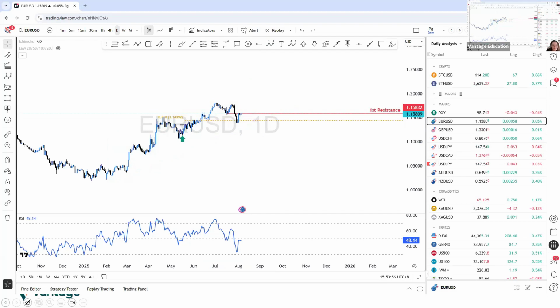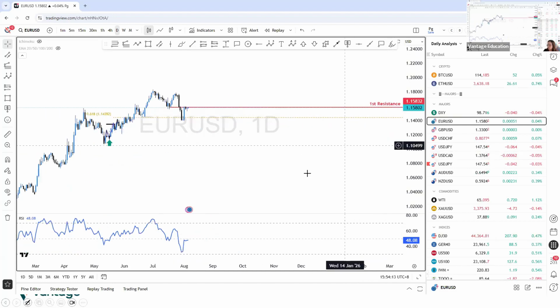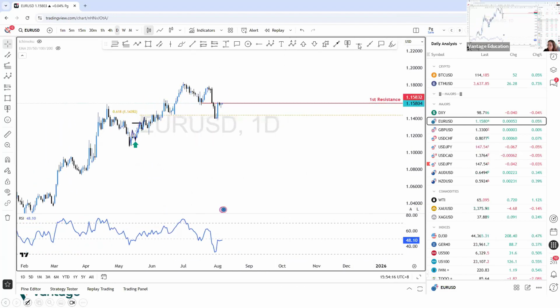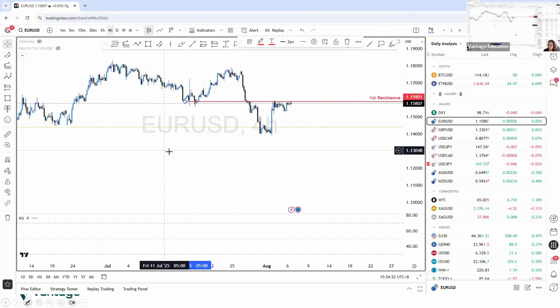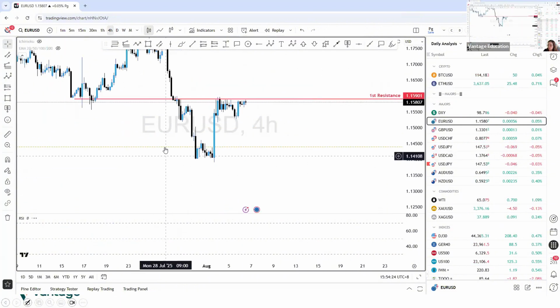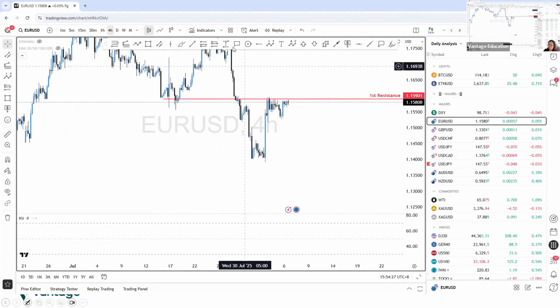Okay. Any questions? Five minutes to go, guys. If not, it seems like it's going to break the level. My key level is still the same for EURUSD.